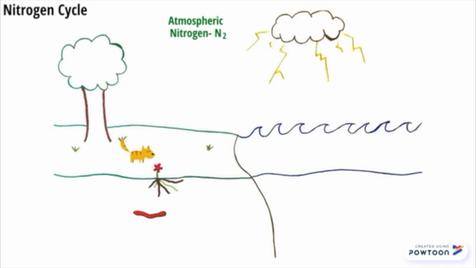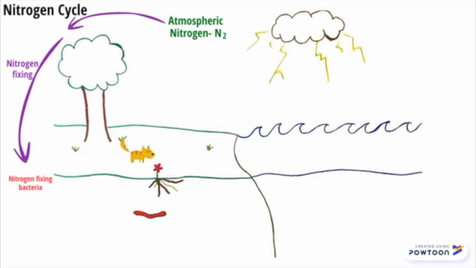The nitrogen cycle involves the transformation of nitrogen gas into different nitrogen-containing compounds through natural processes in the soil or air. Let's get started. One way nitrogen is cycled is by nitrogen fixing, where N2 transforms into ammonia by nitrogen-fixing bacteria. Ammonia turns into nitrite by nitrifying bacteria, which then transforms into nitrate.